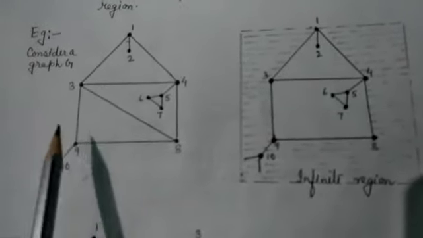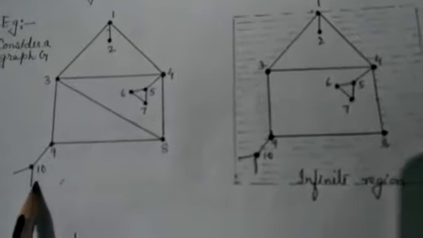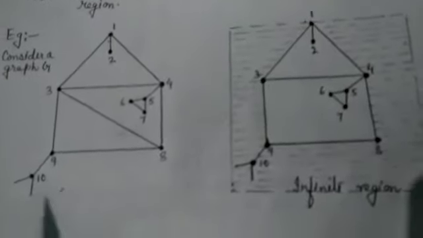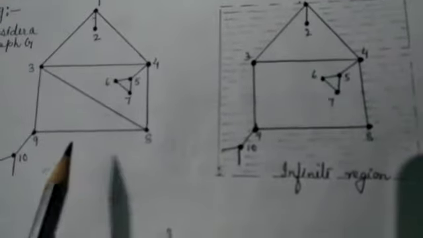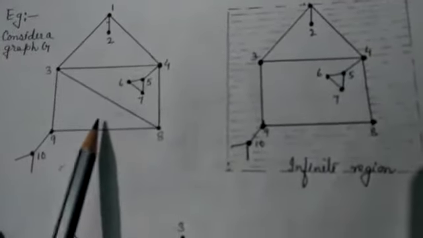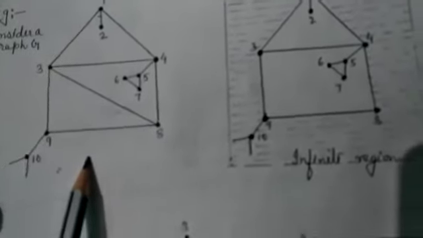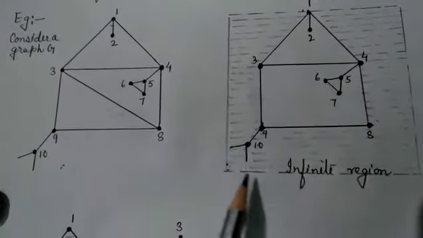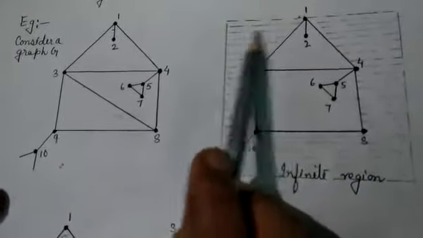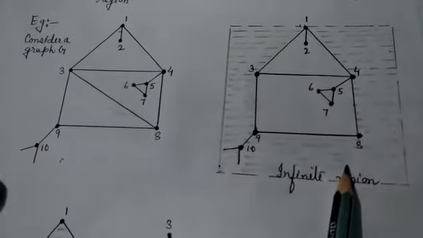So let us consider one example. Consider a graph G. Here we have a graph G having 10 vertices. So this is a graph, and here we will show the infinite region and finite region of this graph. The outermost part of this graph is shown by the shaded part. This is the infinite region of this particular graph.